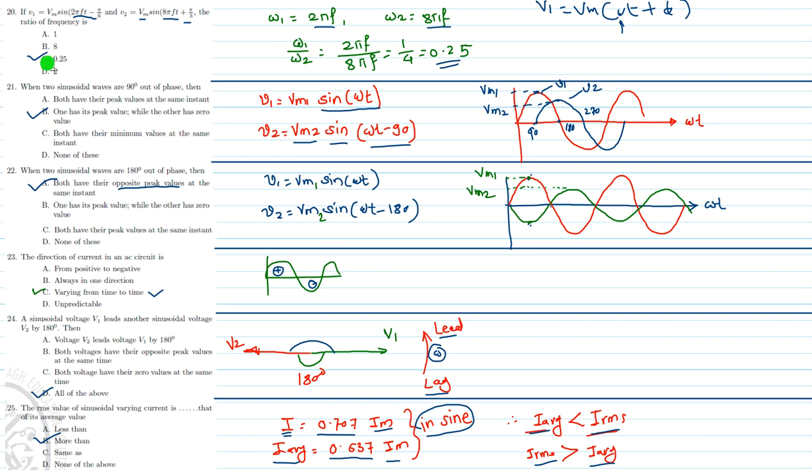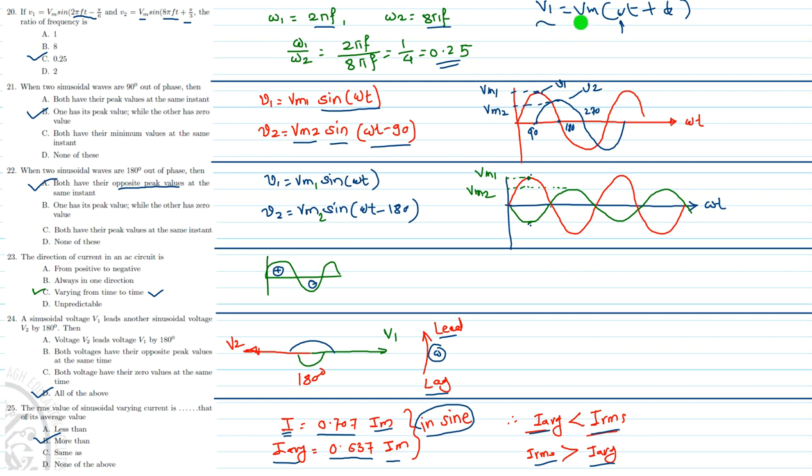Okay, so let us consider that V1 is equal to Vm sin(2 omega t minus pi by 6), and V2 is equal to Vm sin(8 omega t plus pi by 3). What is the ratio of frequency?